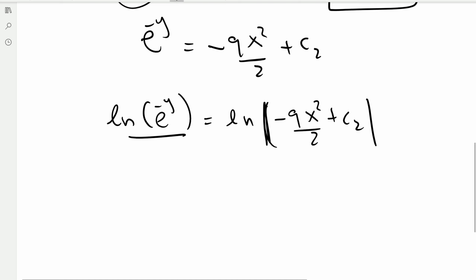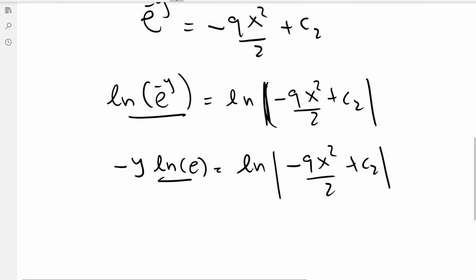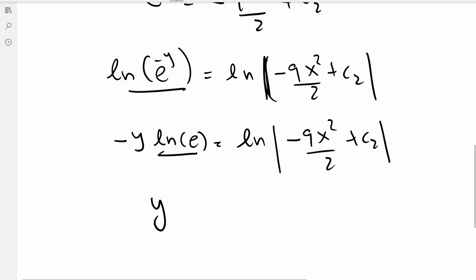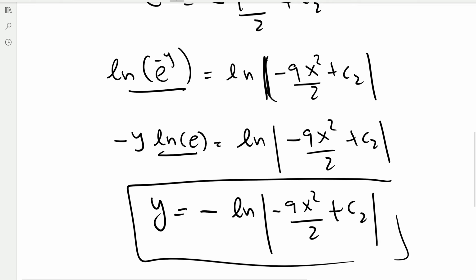So we can use the logarithmic properties. We can bring negative y in front of the natural log expression. So negative y times natural log e equals natural log of negative 9x square over 2 plus c2. Well, natural log e is 1, so that makes our explicit solution y is equal to minus natural log of negative 9x square over 2 plus c2, right? So this is the explicit solution.